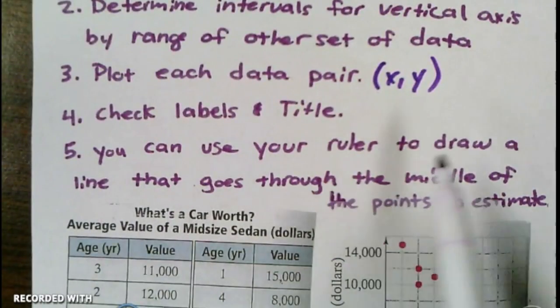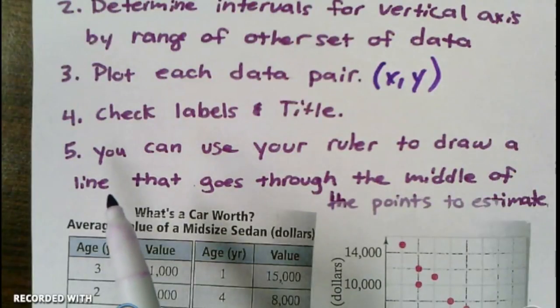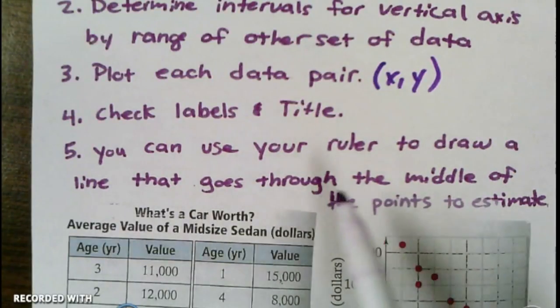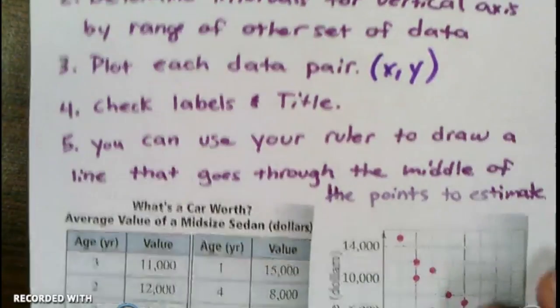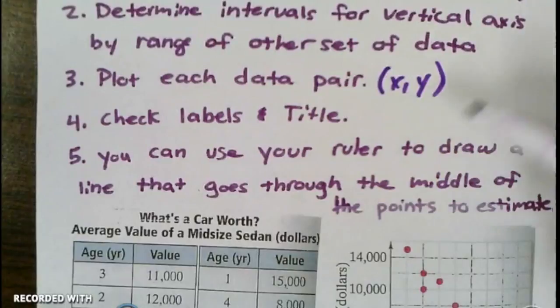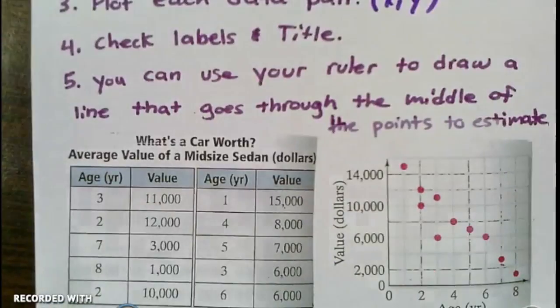You can use your ruler to draw a line that's going to be called a trend line that goes through the middle of the points to estimate. So that's if there's a trend. If there is a positive trend where they're all kind of going up, or a negative trend, you can use your ruler and try to split those points in half, have about half above the line and half below the line, and then you can use that to predict and estimate also, but prediction is probably a better word, to be able to predict what you would expect if you found some data that was not in your original set.